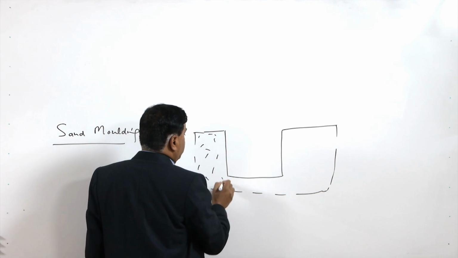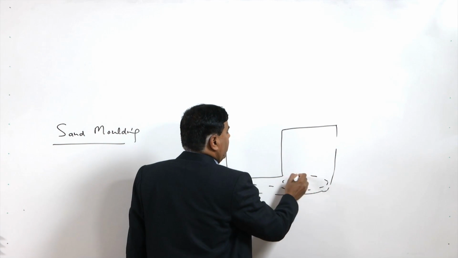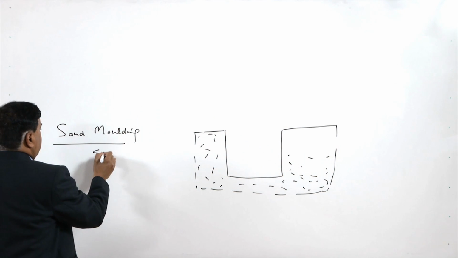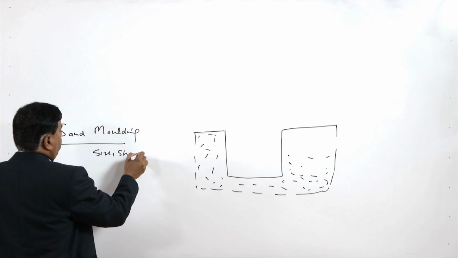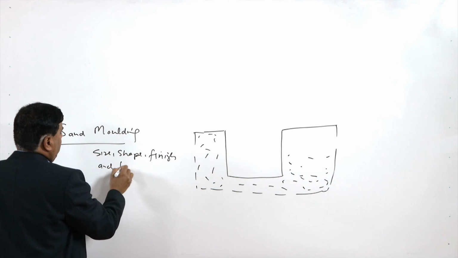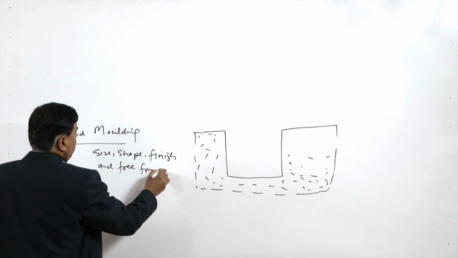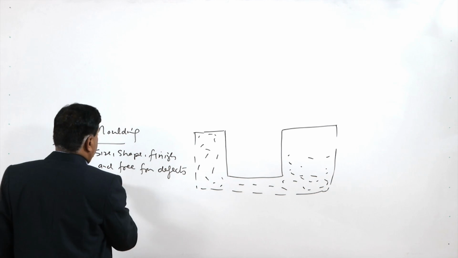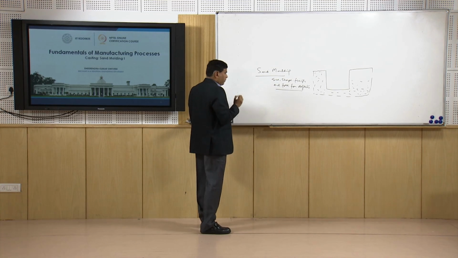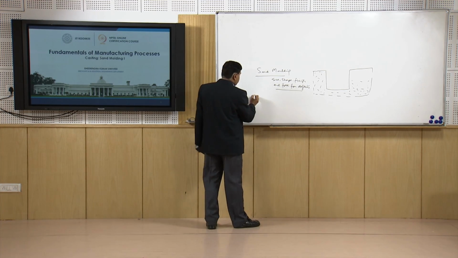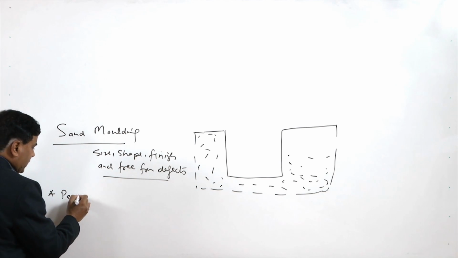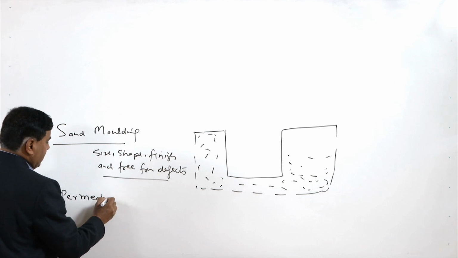So, what are the properties which are important for making the casting with the desired size, shape, finish and free from defects? For this purpose it is required that the molds have certain properties and certain characteristics. Among these, one of the characteristics is permeability.